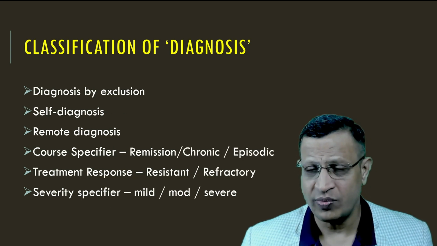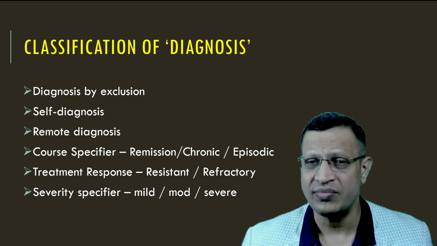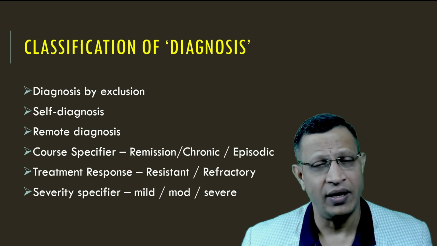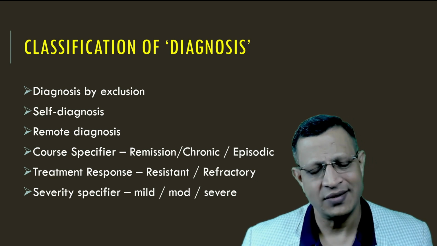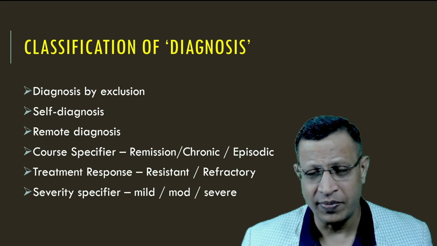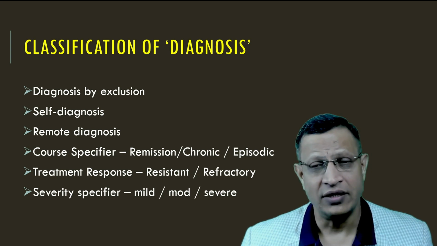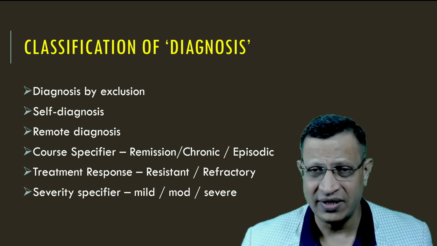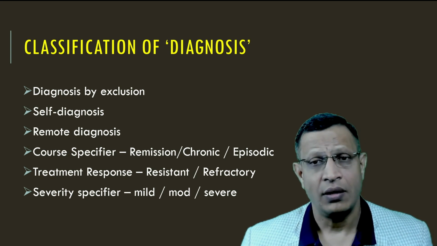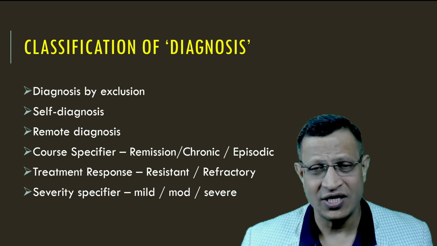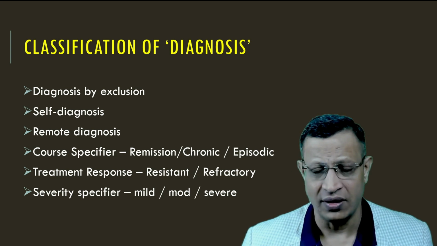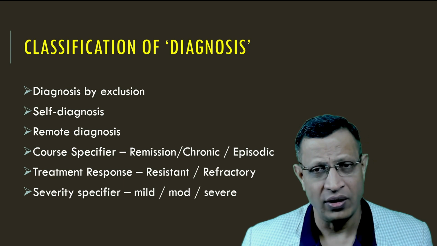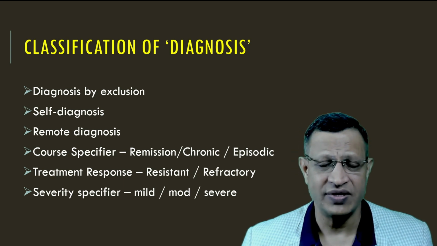The next is diagnosis by exclusion. The best example is Alzheimer's dementia. This diagnosis is made based upon the exclusion of other illnesses. Self-diagnosis. This is the commonest nowadays. Patients misinterpret the signs and symptoms in their body, and they also go online, read something, and make their self-diagnosis. Remote diagnosis. The remote diagnosis is based on telemedicine. Here, a patient is sitting in one corner of the world and the specialist is maybe in another part of the world, and he is making a diagnosis using telemedicine services or technology.